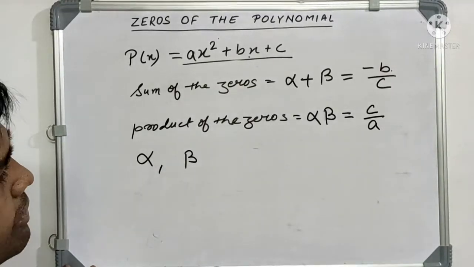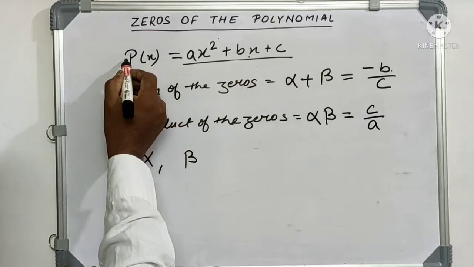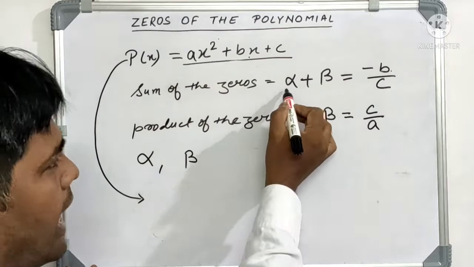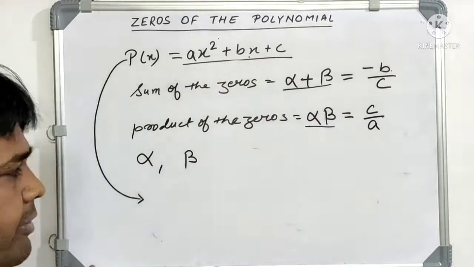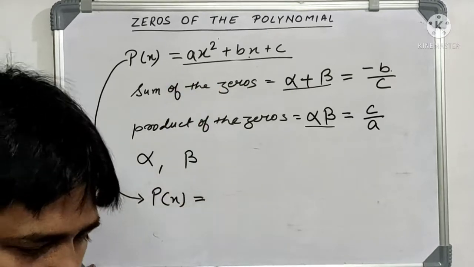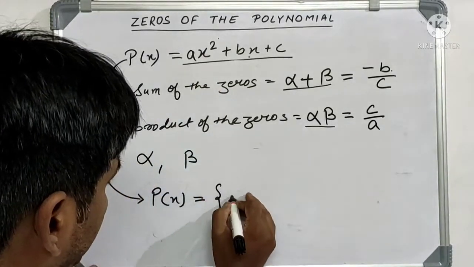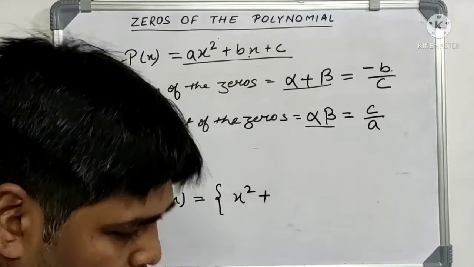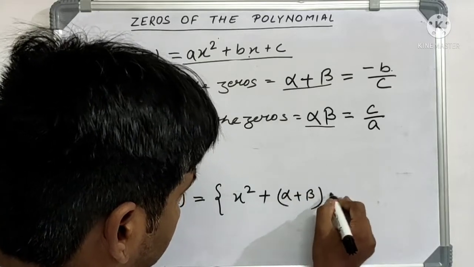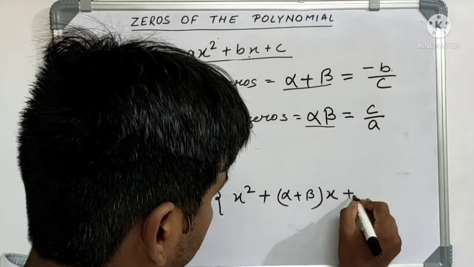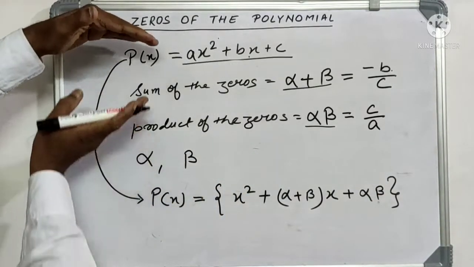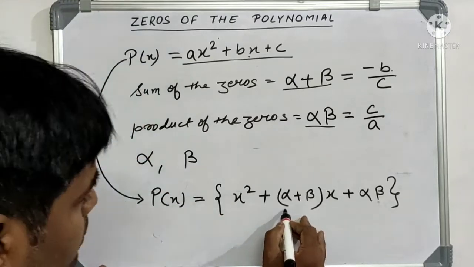Now at last, if we want to represent the same equation, this quadratic polynomial, it could be rewritten in the form of alpha and beta. Let's see how we can write it. The same equation can be written like this: x square plus alpha plus beta multiplied by x, and then we can write here alpha beta. So this is the representation of the quadratic polynomial with respect to the zeros of the polynomial that we have found.